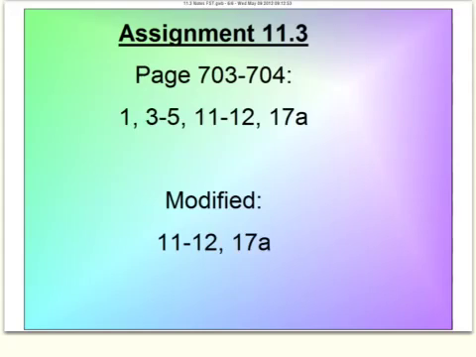For the homework, I'm going to have everybody skip number 12. I don't think we need to do that one. And then if you were modified for this, you want to actually do number 5. Be cautious on the modified assignment. Make sure you have enough practice on how to do this stuff. Good luck.